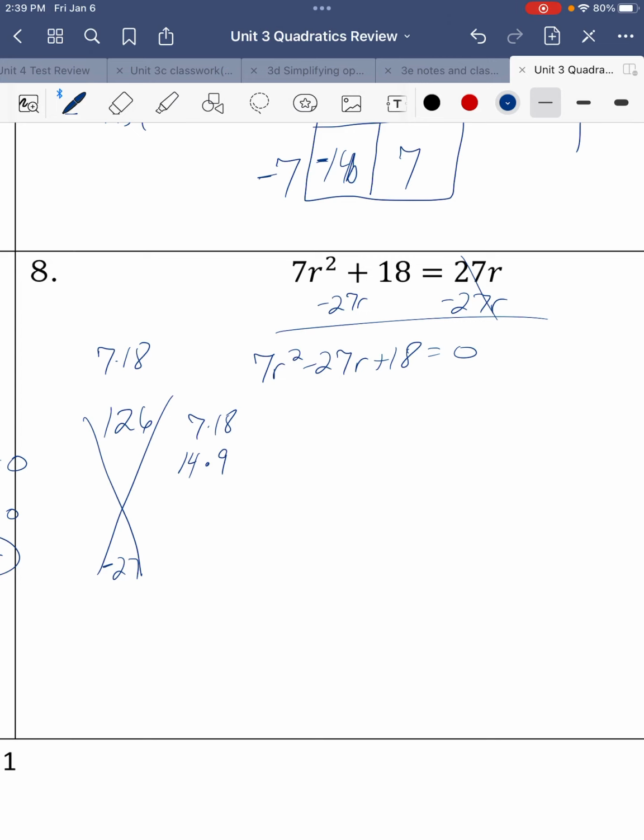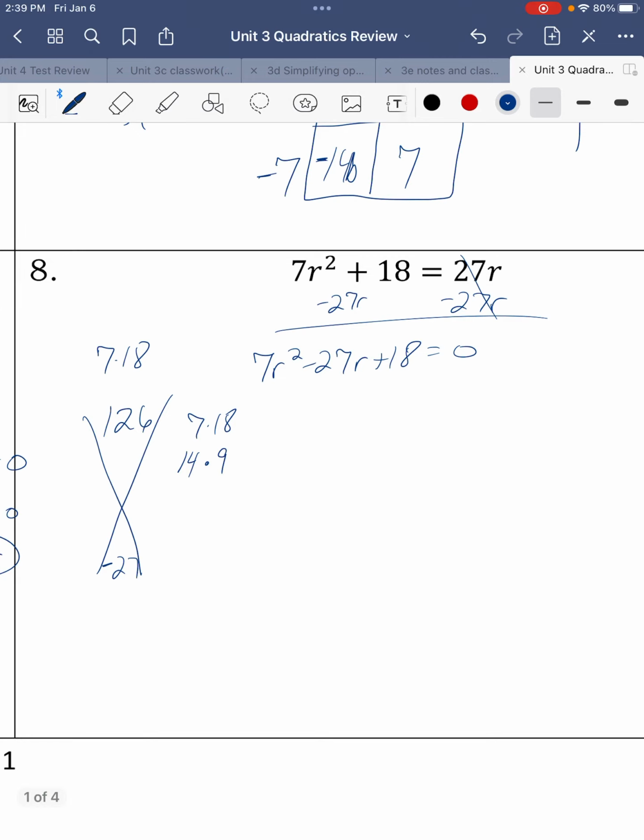I'm going to take, let's see, 18, we're going to divide that by 3. So that's 6. 7 times 3 is 21. So 21 and 6 add up to 27. So if we have a negative and a negative, we got them. So negative 21 and negative 6. Those are my two numbers.